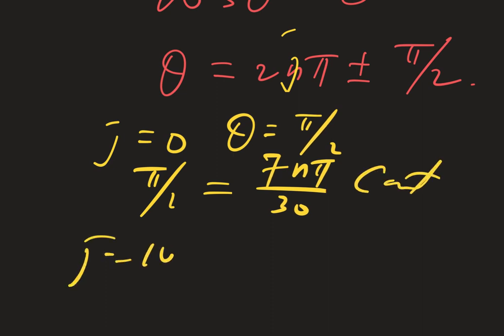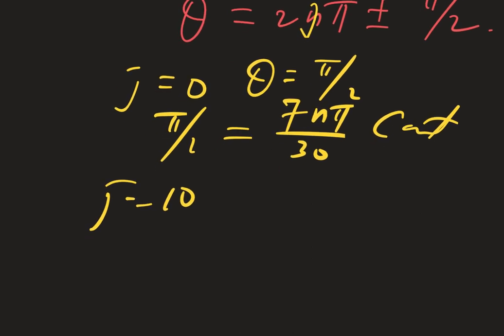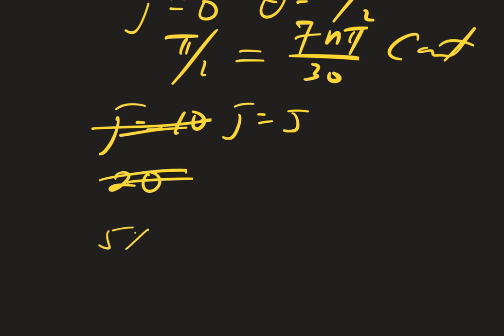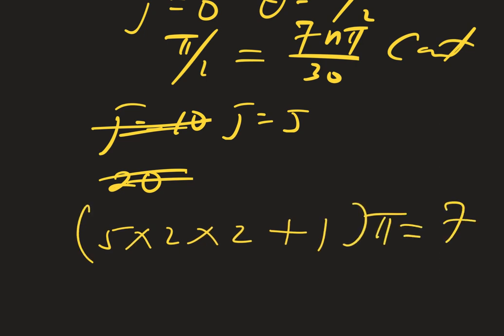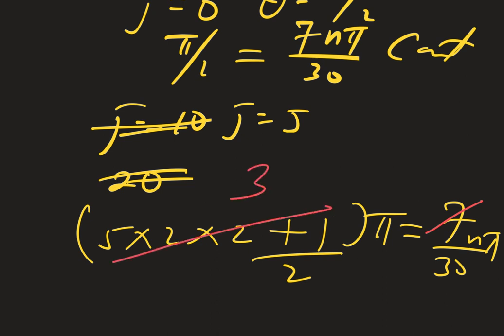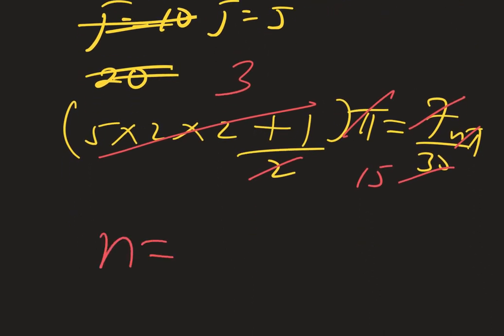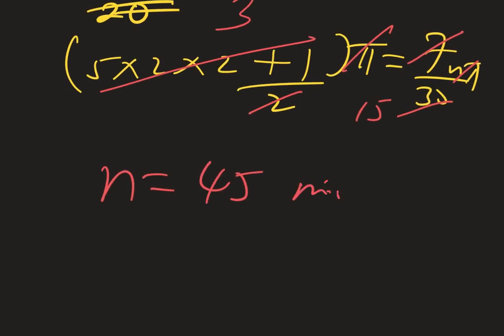But when j is 10, this becomes 20. Okay, j is 5, sorry. j is 5 so this becomes 5 times 2 times 2, 20, plus 1, pi equals 7 times 30 n pi, correct? Then divided by 2, definitely. So this is 7, this is 21, so it's 3, 15. So your n becomes what? 15 times 3, 45. So n is 45, the minimum number that it can become purely imaginary.